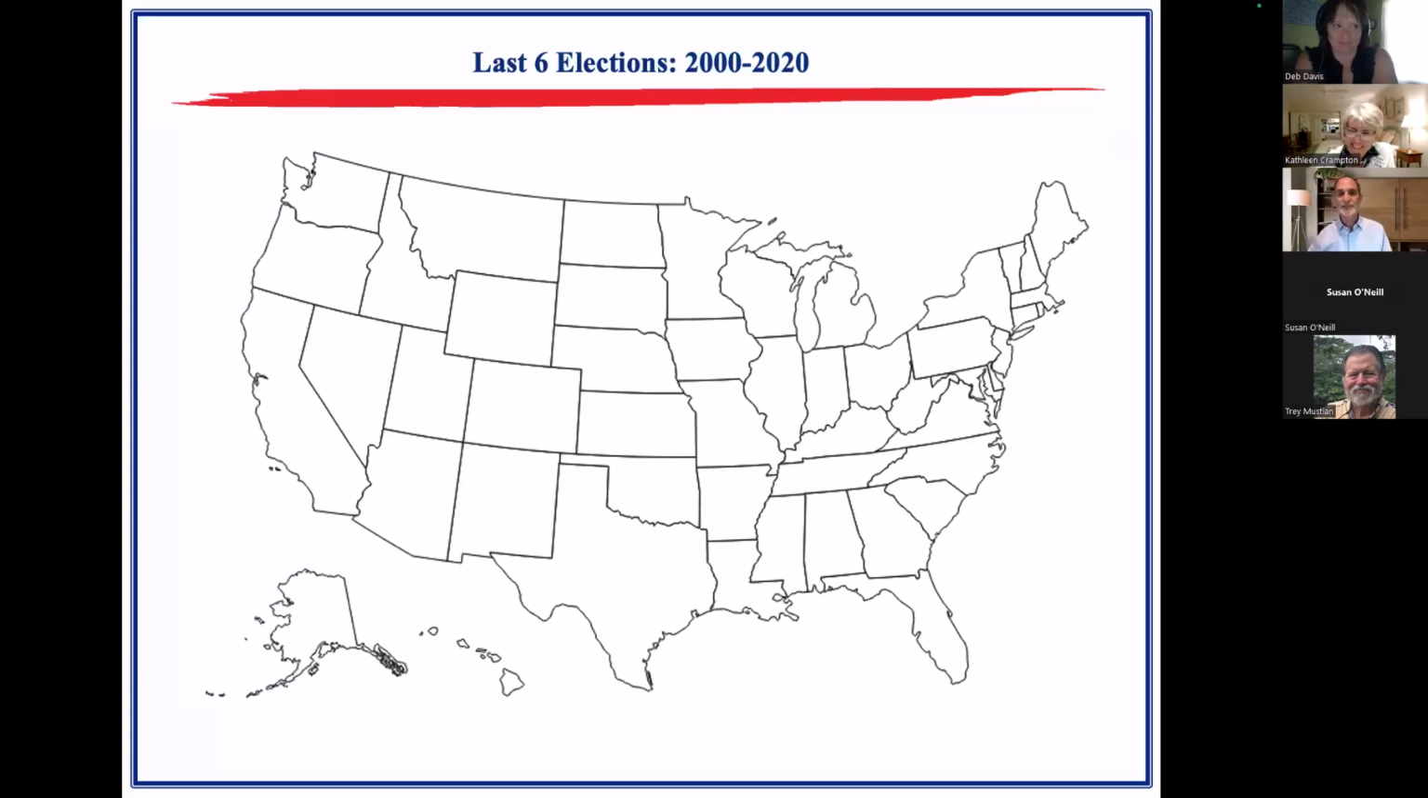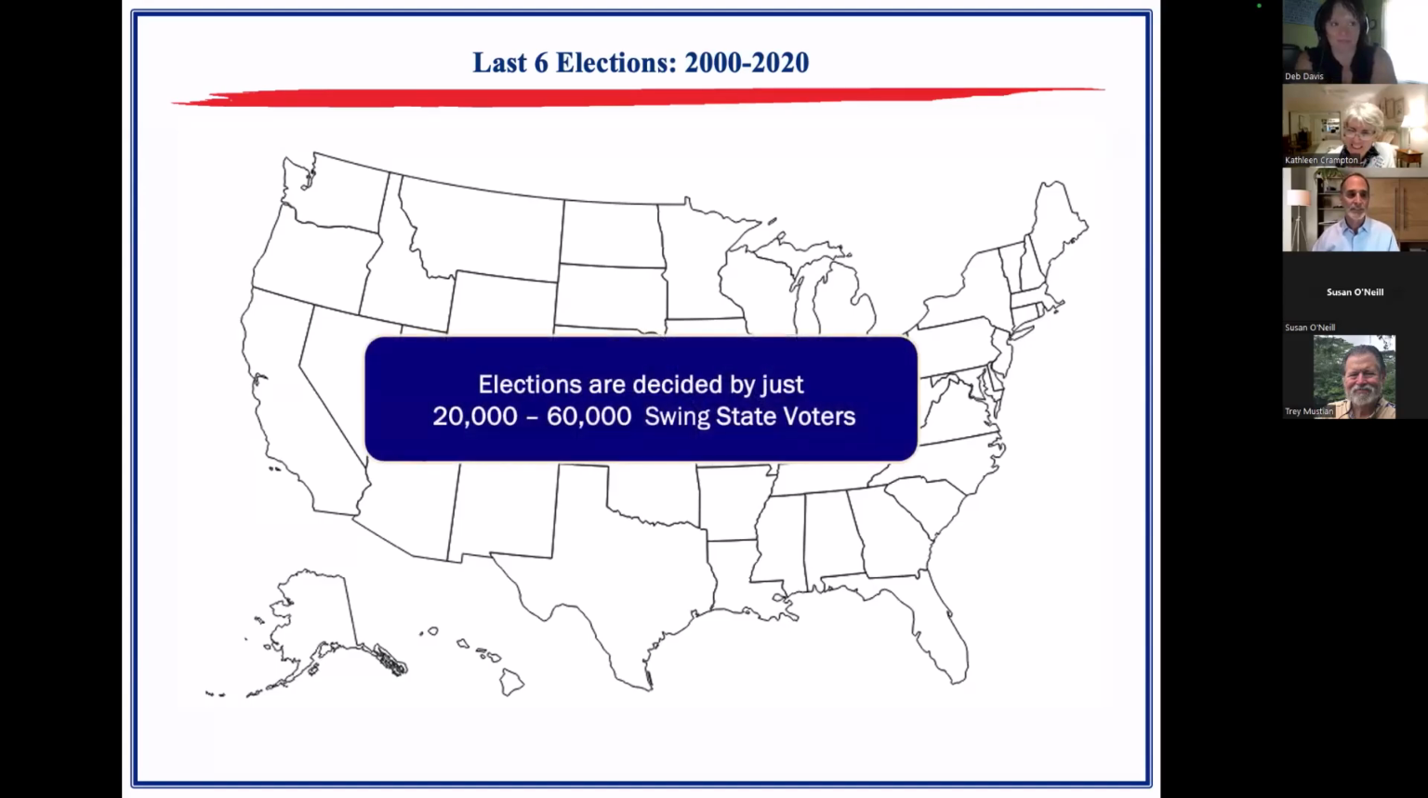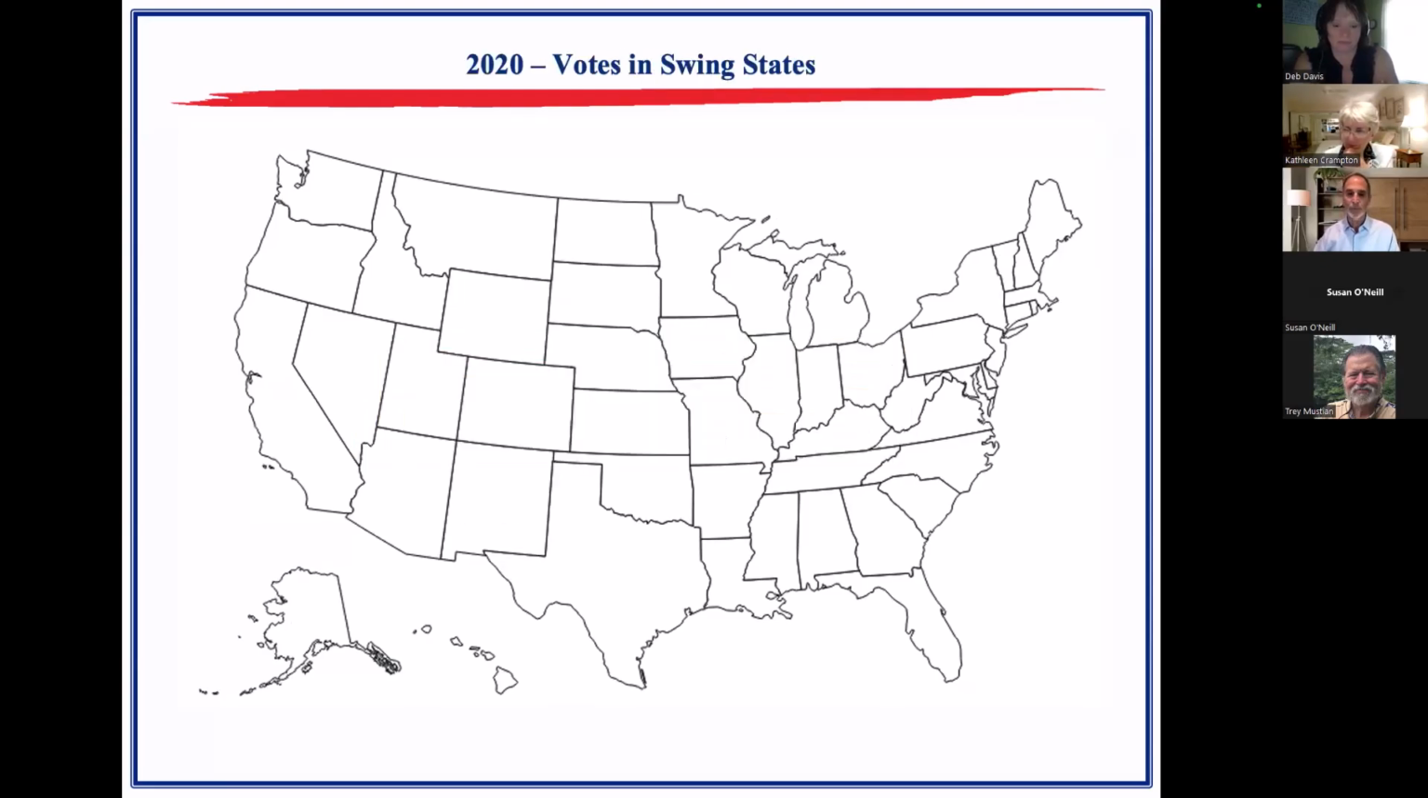So it's bad enough that swing states choose the president. But if you look at the last 6 elections since 2000, you find that elections are decided by just 20,000 to 60,000 swing state voters. It doesn't matter that somebody wins 3 million, 5 million, 7 million votes more than their opponent. The real election is decided by 20 to 60,000 people.